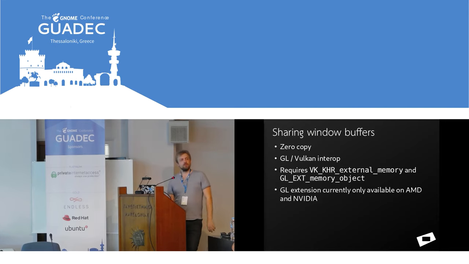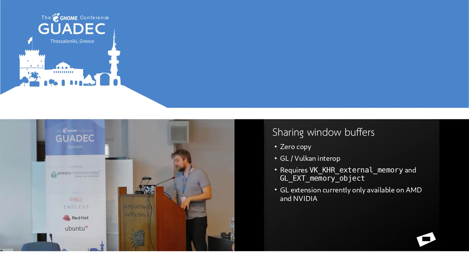So we share the window buffers over an OpenGL Vulkan interop. So we try to do zero copy sharing between the compositor and the VR runtime. On the Vulkan side, you need the extension external memory, which has a GL extension with it. It's called memory object. Since the compositors currently are both implemented in OpenGL, we need the Vulkan interop to export DMA-BUF from the GL texture.